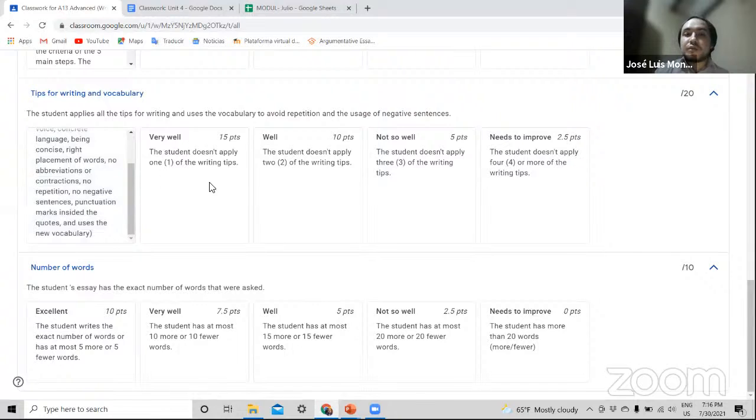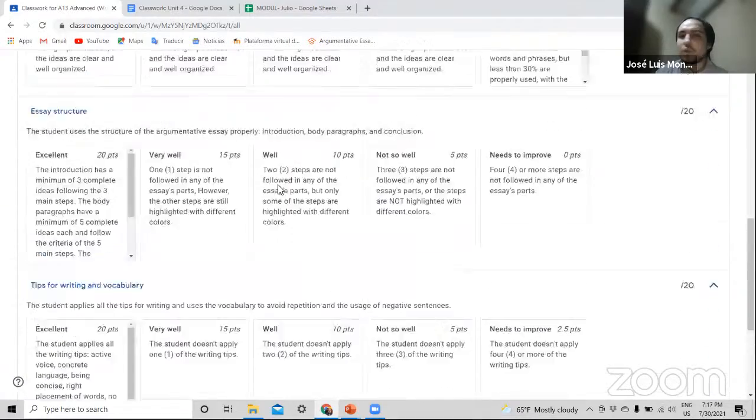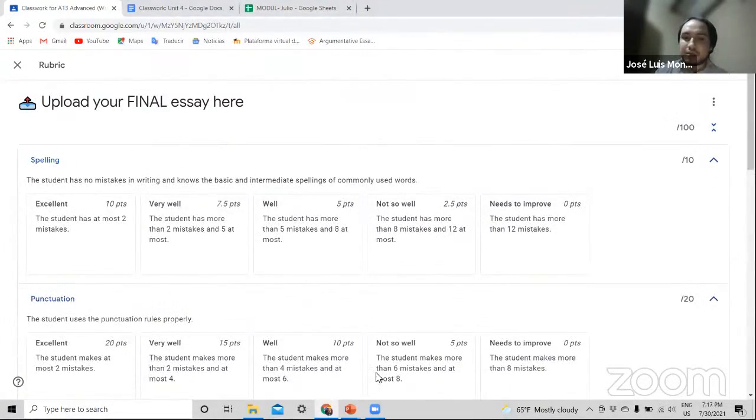If you don't follow one of those tips, let's say you are writing negative sentences, then you have only 15, not 20. If you are repeating words and you are using negative sentences, you only have 10. You are using passive voice and you are using negative sentences and repeating some words, right? 5 points. And if you are doing that and also you're not using the new vocabulary, let's say, only 2.5 points, which is very little in comparison to the 20 points that you can get. So again, take a look at that just by yourselves.